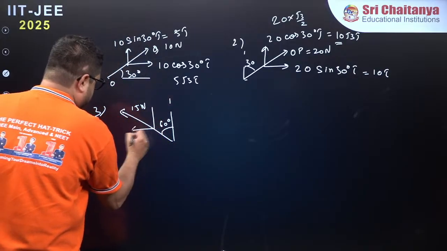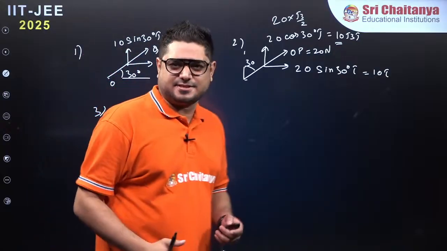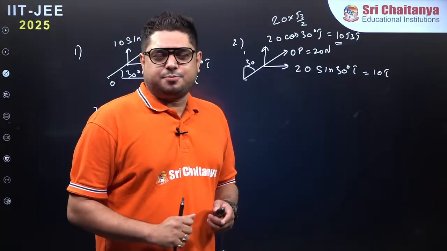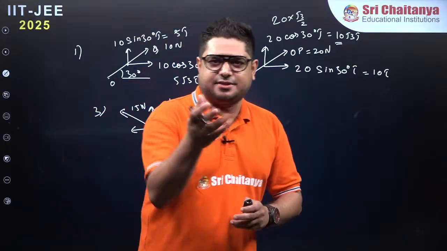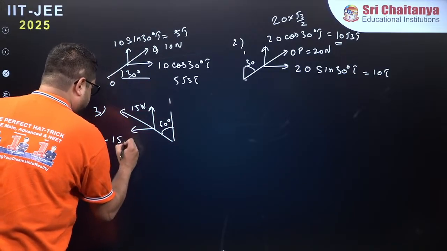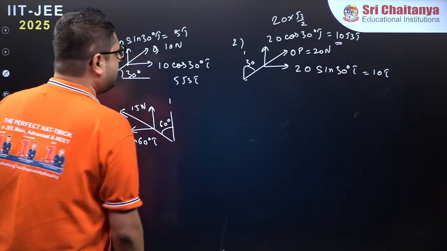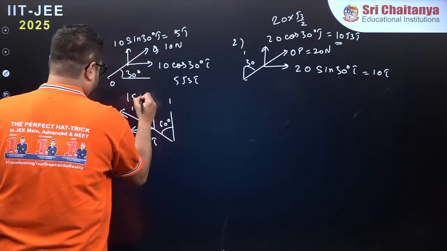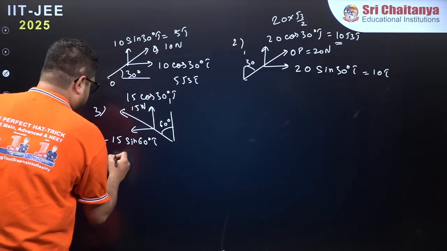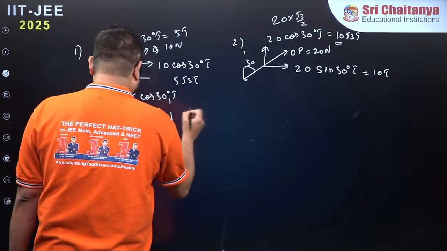Now the x component has to be negative, because you have seen that in the previous cases I have chosen the components to be along the axis where the vector lies, isn't it? So this is going to be equivalent to what? I can say that minus 15 sine of 60 degrees i cap, isn't it? And the cosine component is going to be plus 15 cosine of 30 degrees j cap. So if I solve it, I will be getting 15 into root 3 by 2.